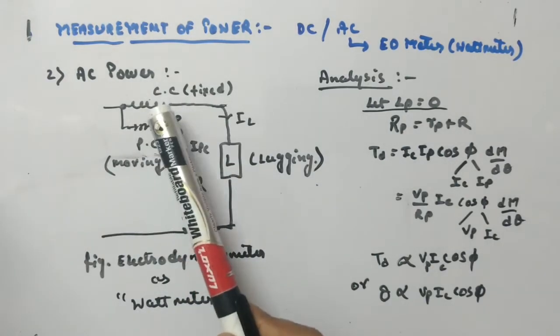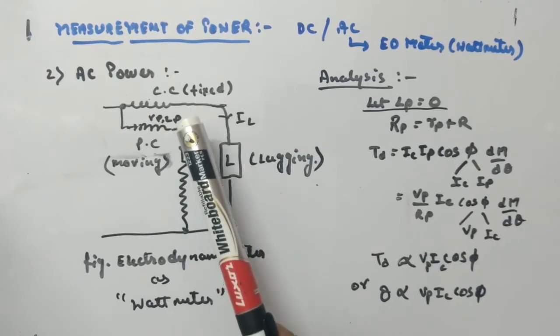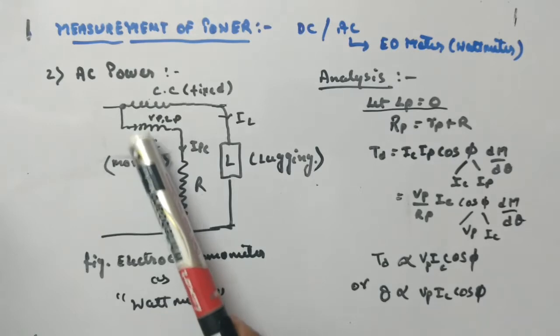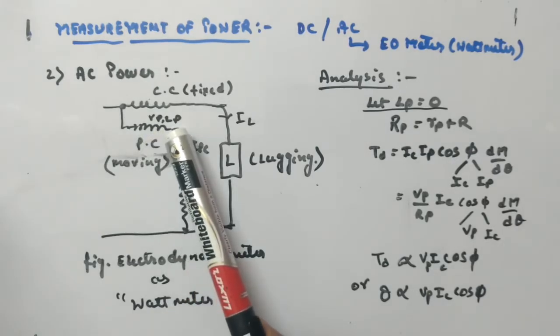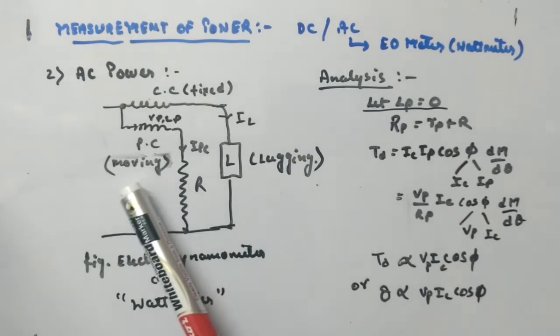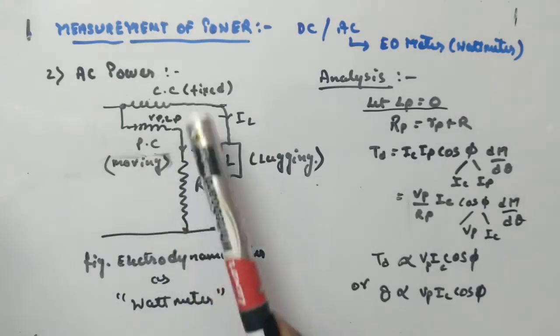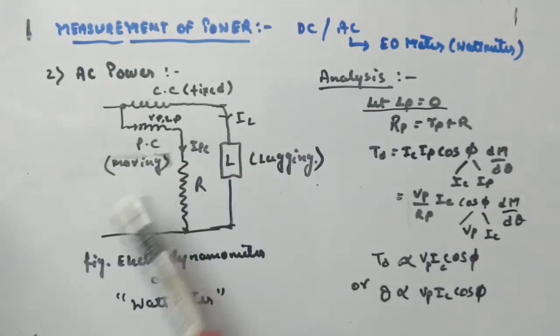There is a current coil, or you can also call it a fixed coil. And there is a pressure coil which has resistance Rp and inductance Lp. You can also call it a moving coil or voltage coil. These are the terms used: current coil, fixed coil, pressure coil, moving coil, voltage coil.